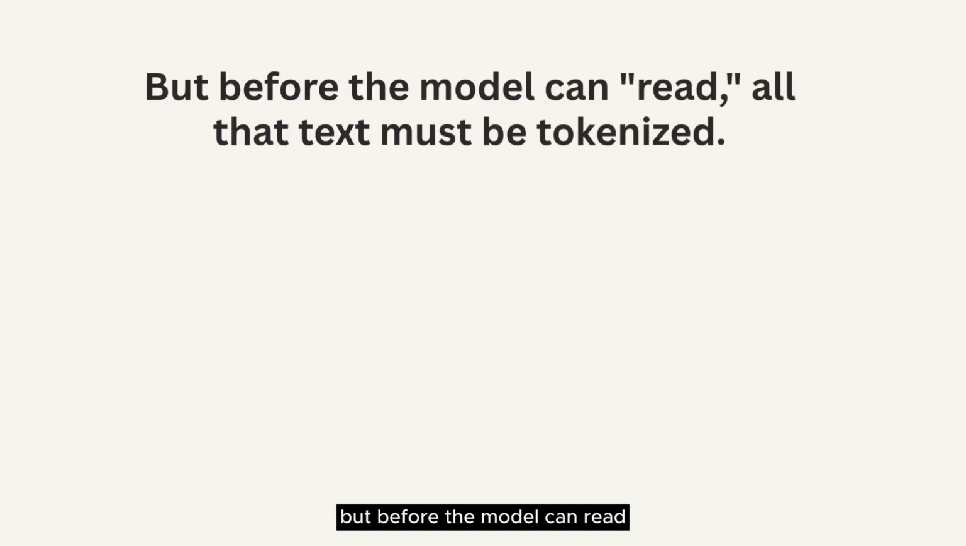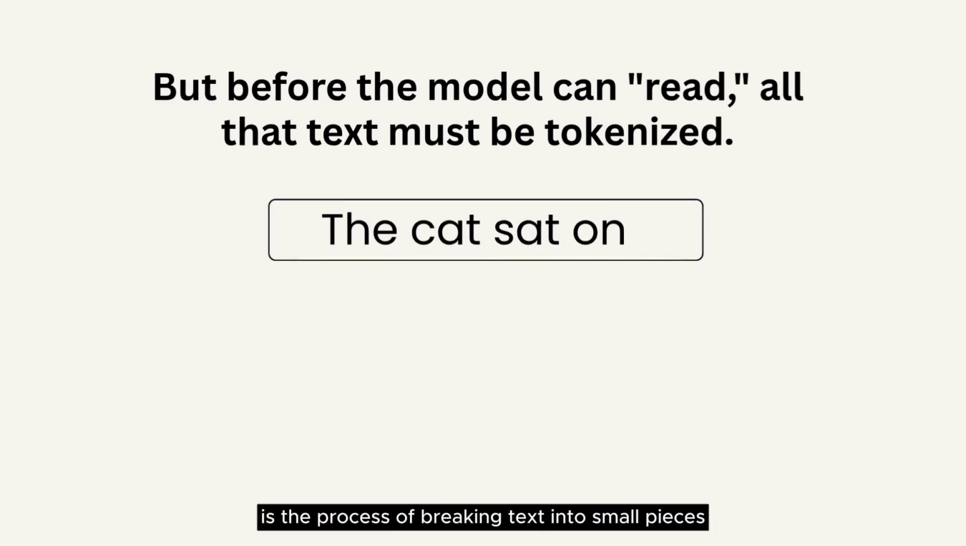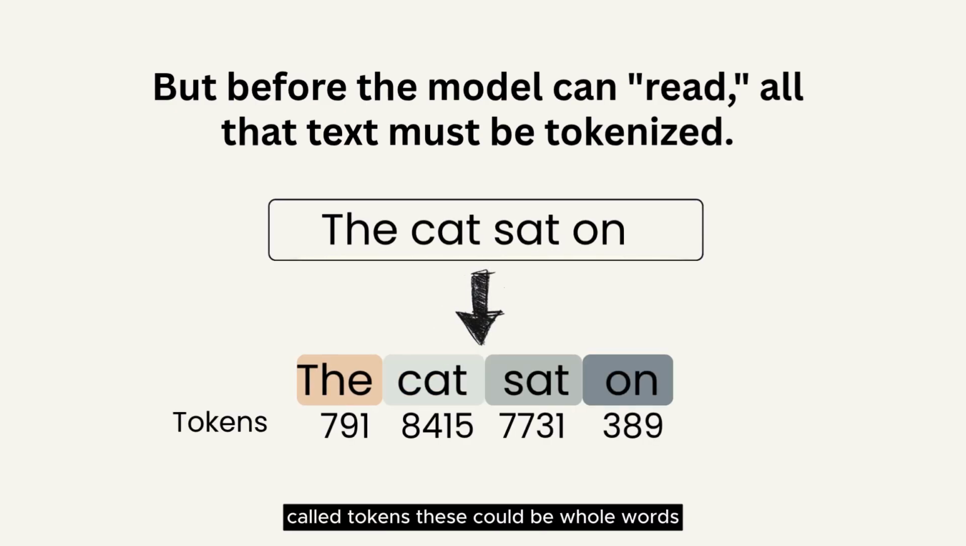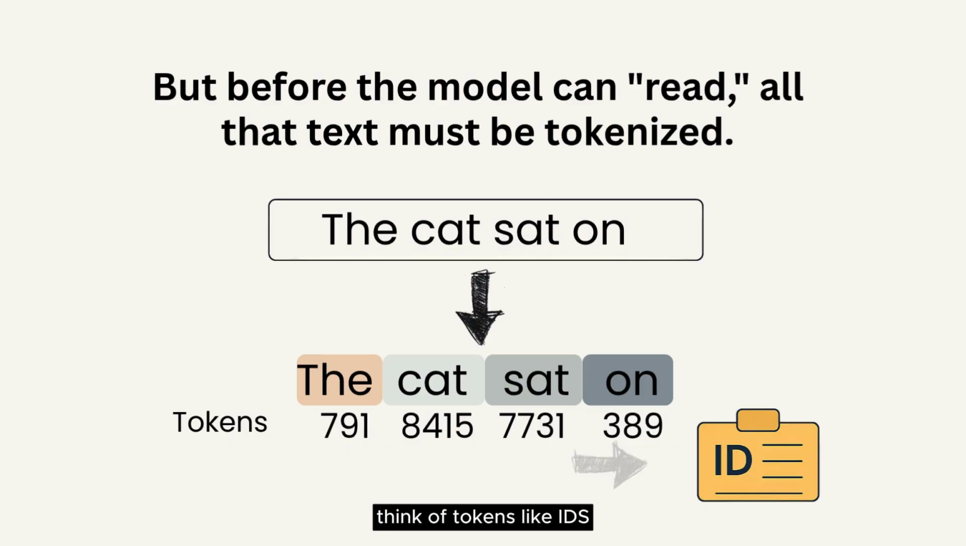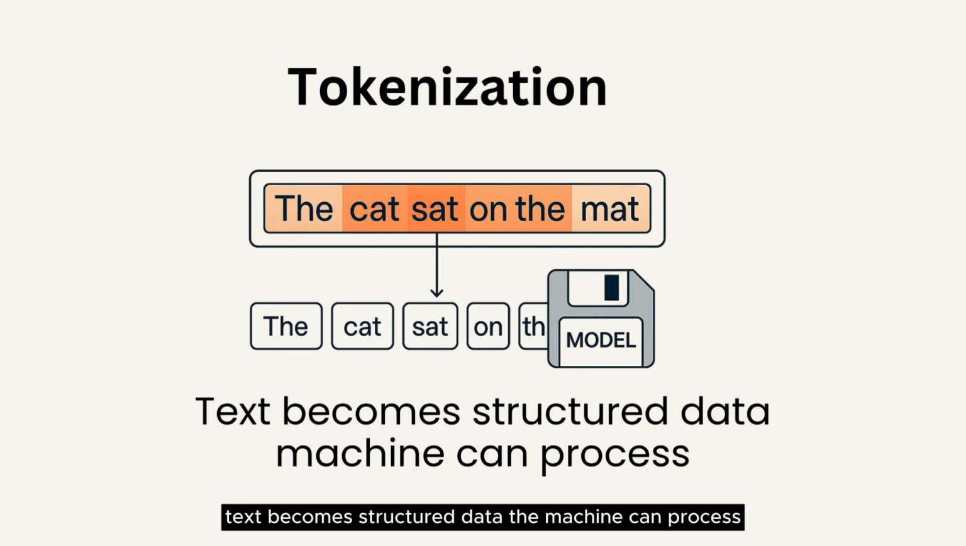But before the model can read, all that text must be tokenized. Tokenization is the process of breaking text into small pieces called tokens. These could be whole words, parts of words, or even just letters. Think of tokens like IDs that represent parts of language. They're the building blocks the model uses to understand text. Each model has its own tokenizer, but the concept is the same. Text becomes structured data the machine can process.